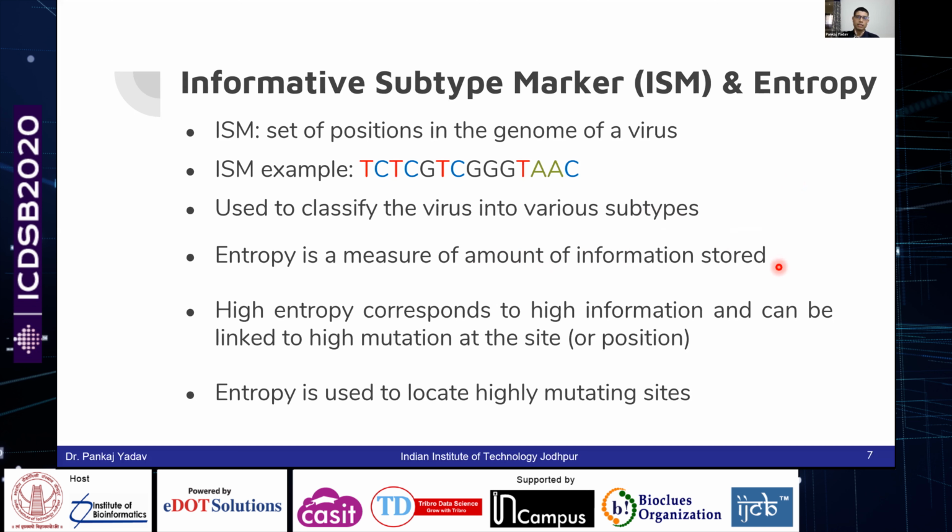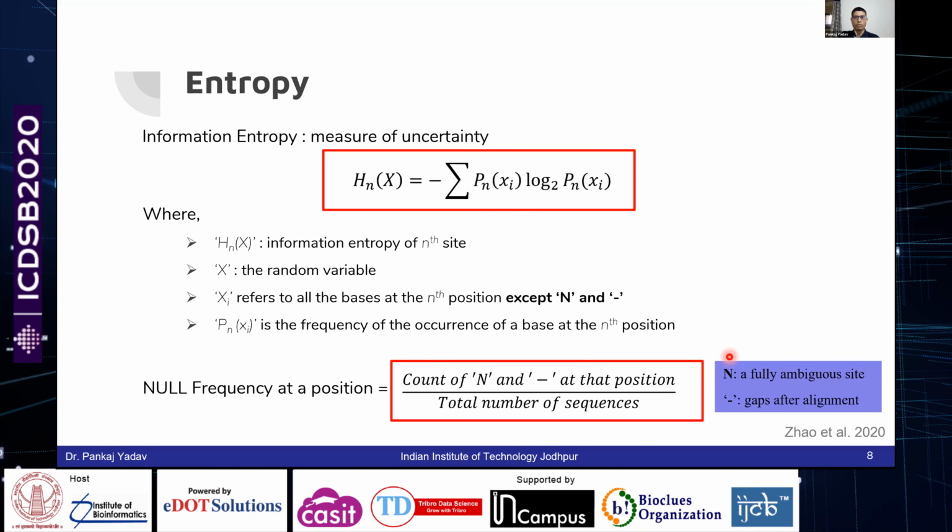Another definition is entropy. Entropy, as most of us know, is a measure of the amount of information, and high entropy corresponds to high information and can be linked to high mutation at the site. Entropy is used to locate highly mutating sites. More mathematically speaking, entropy is a measure of uncertainty. This is the formula, where x is a random variable and Hn is the information entropy on the nth site.